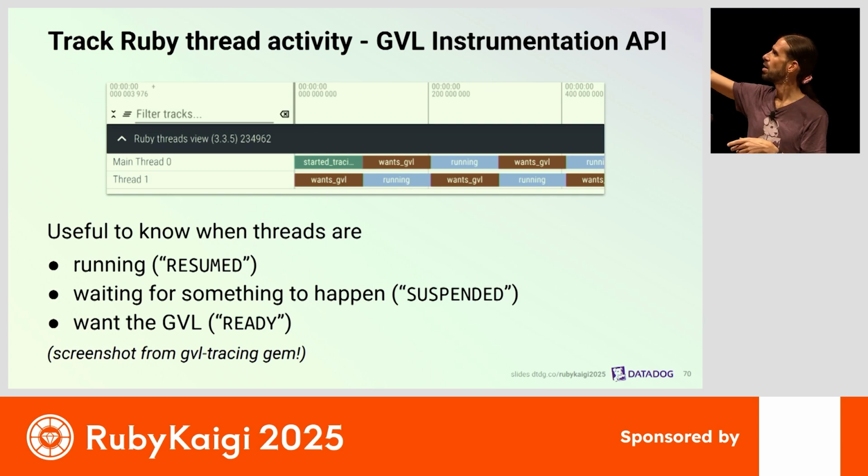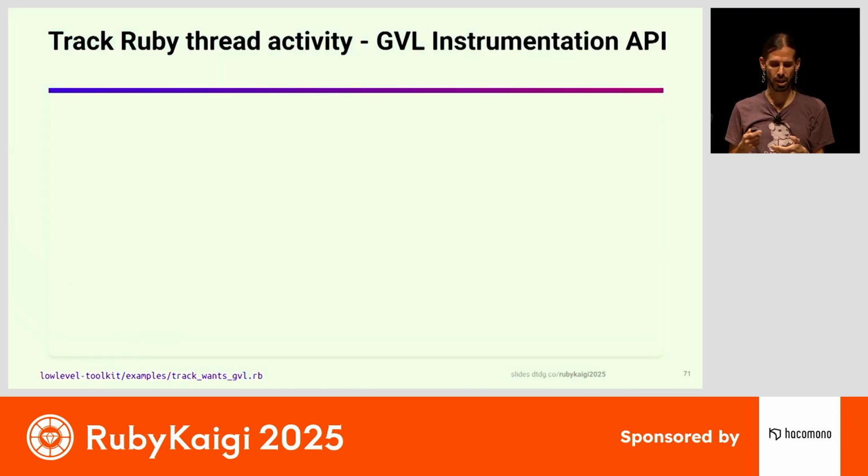created, where it gets this information from the GVL instrumentation API and just generates it in a visual timeline. But this is the kind of information that you get from this API. Without this API, this gem could not exist. So let's see what we can do when we use this API directly.